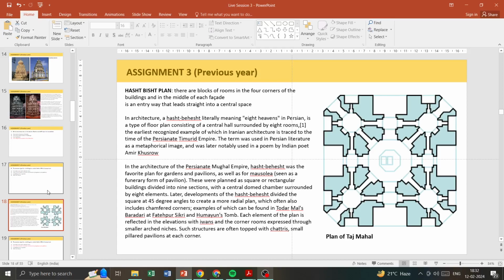So earlier, when it started, the Husht Bihisht was incorporated in Mughal architecture in India. So they had a grid of 9 squares, a square plan with 9 grids, and then the center was the main central area which was connected with the other 8 rooms. However, with time, what happened was that the 4 squares at the edge were inclined at a 45-degree plan, like you see in the plan of the Taj Mahal. It is inclined at 45 degrees and it creates a more radial kind of plan, but it is still inspired by the Husht Bihisht plan.